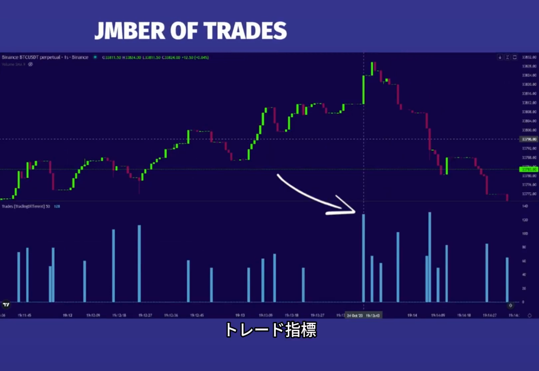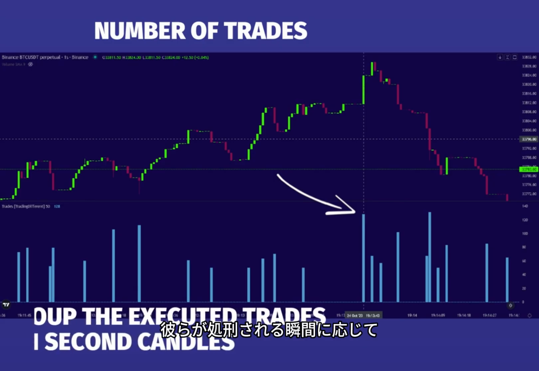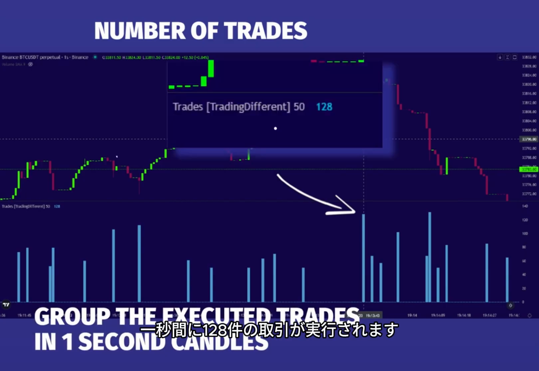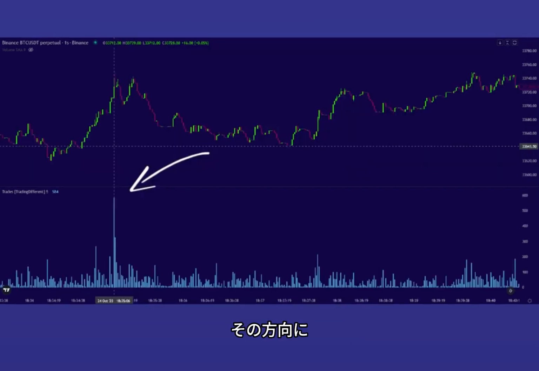The trade indicator is one of the most important indicators on the chart because it takes a reading in milliseconds of all the trades that enter the market and groups them into 1-second candles according to the moment in which they are executed. We can see how in the indicated candle, 128 trades are executed in 1 second. When we see a large number of trades executed in 1 second, it gives us an indication that the bots are moving the price in that direction.